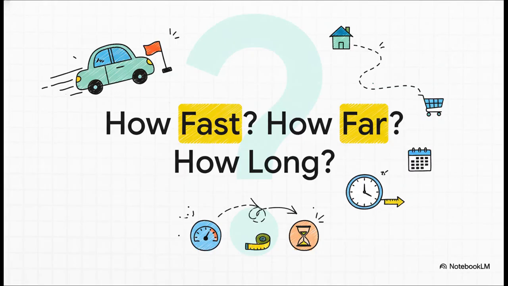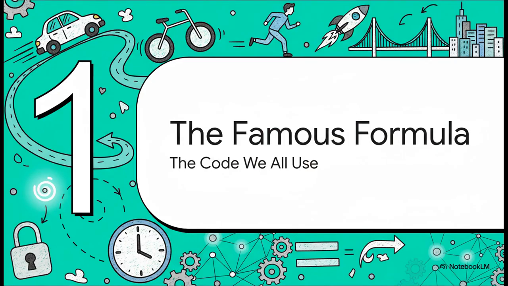Think about it. Every single day, whether you realize it or not, you're asking these questions. How fast do I need to go? How much farther is it? How long is this going to take? These are the basic questions of motion, and it turns out they all share one single, powerful answer. And that answer is a formula. But don't let that word scare you. It's surprisingly simple. Just think of it like a universal code that connects speed, distance, and time. And once you learn this code, you really start to see the world a little differently.